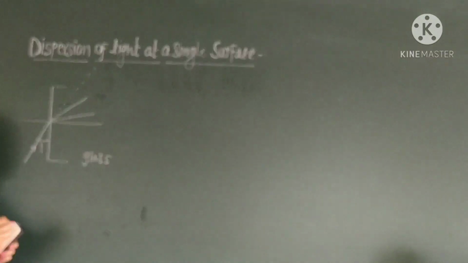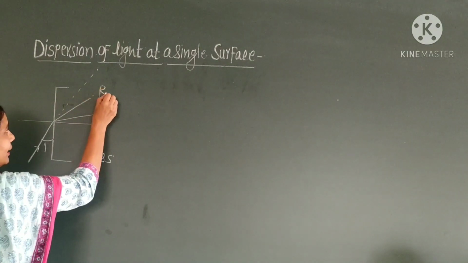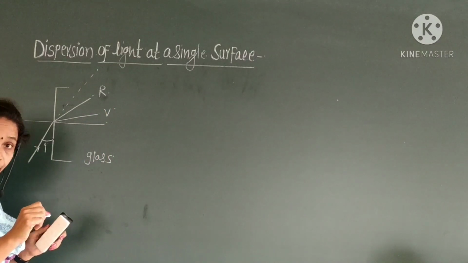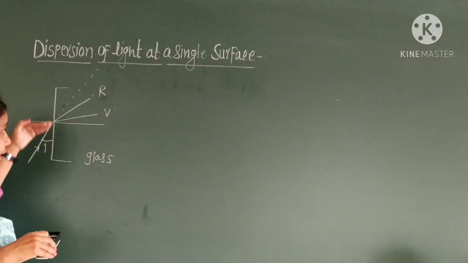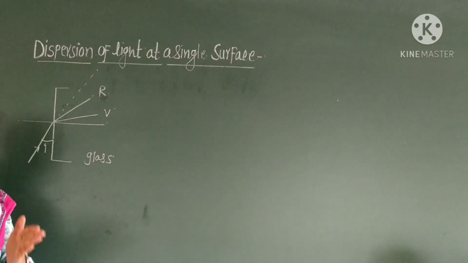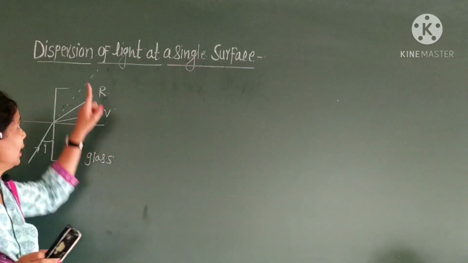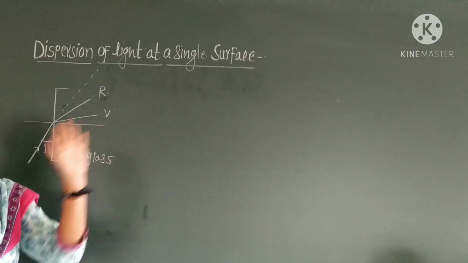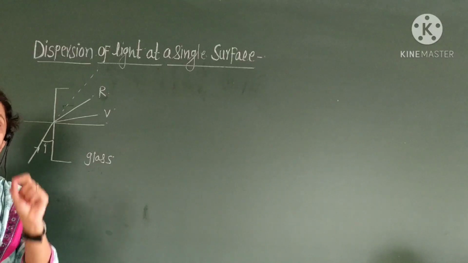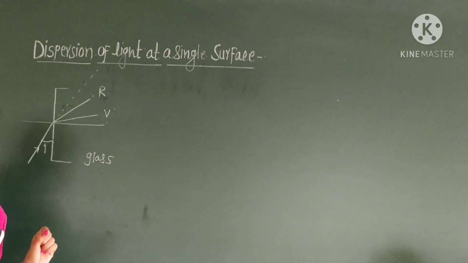And this is the incident ray, which we have extended. Okay, this is the refracted ray for red color, and this is the refracted ray for the violet color. It means when white light is incident on a transparent material, it is separated into the 7 different colors, or constituent colors, which is called dispersion of light. The separation of white light into its constituent colors is called dispersion of light.